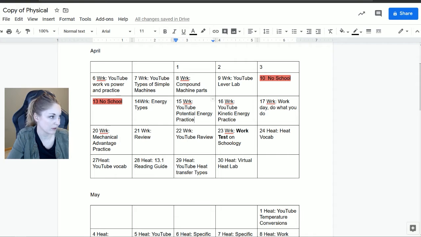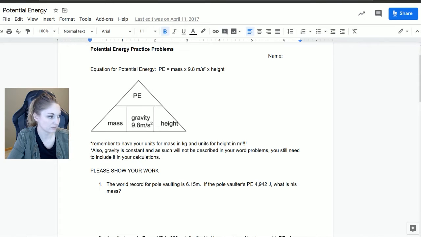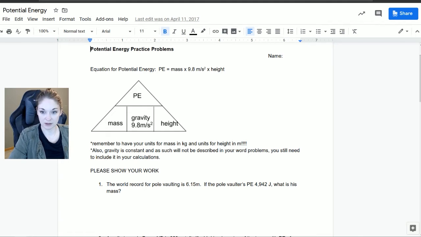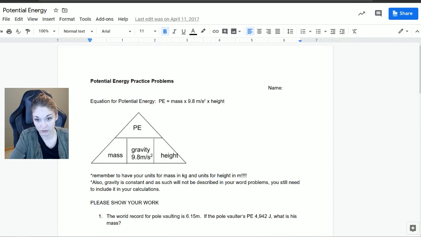If you cannot print it out, please, please, please be filling it out on a separate piece of paper and then getting that back to me that way. This is what your worksheet looks like. This is what was shared with you.